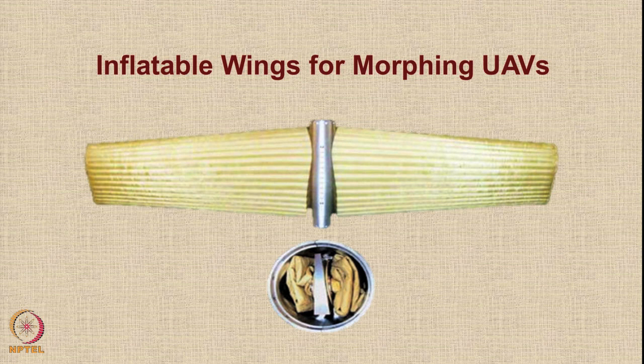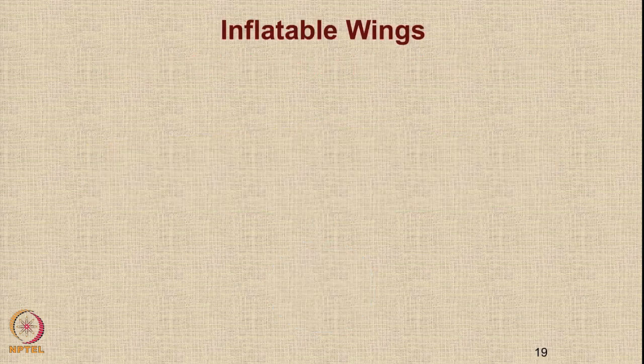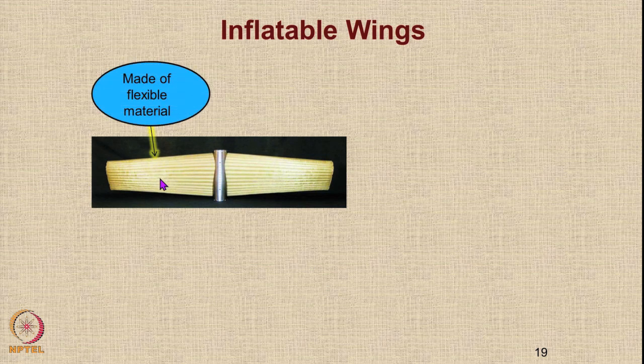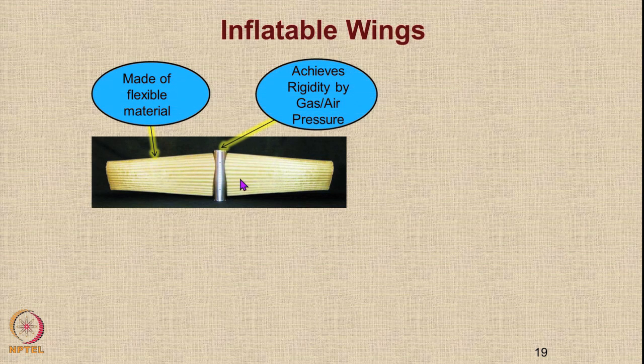Let us move on to one special example of morphing, which is inflatable wings for UAVs. Here the wing is packed inside the fuselage like this, so that you can launch this UAV like a barrel or like a small rocket kind of a thing, and then when needed the wings will come out after they are inflated. So, as I mentioned, this is an example of inflatable wings. They are made up of flexible material and they achieve rigidity by gas, air or air pressure.